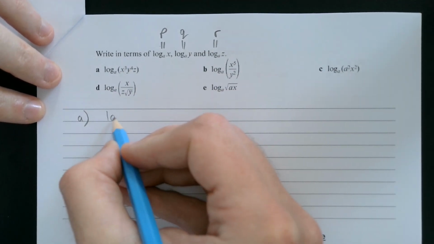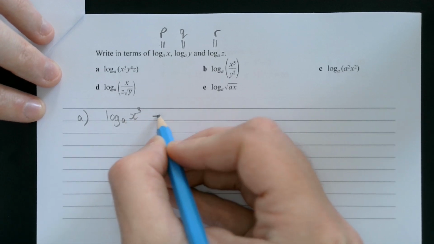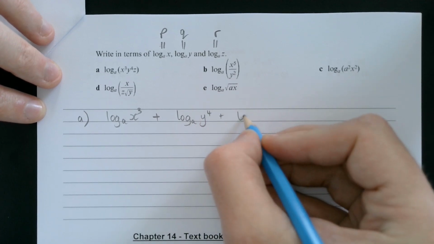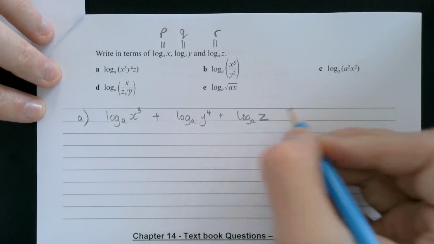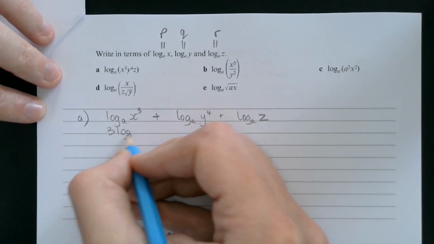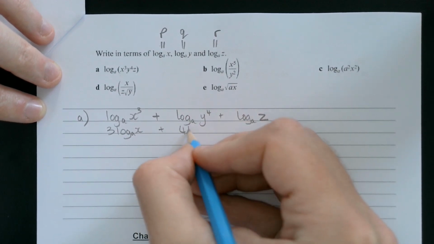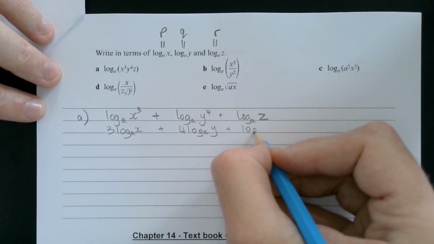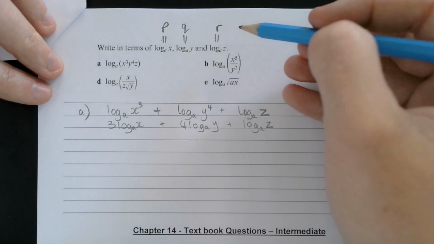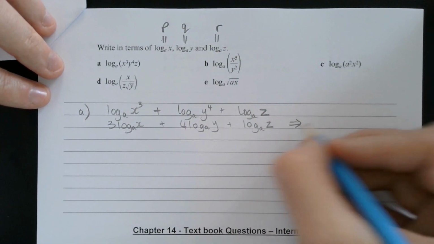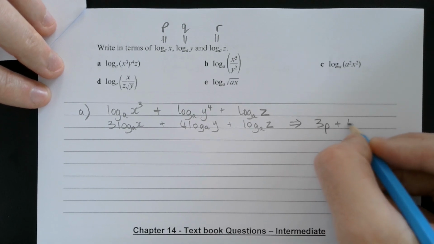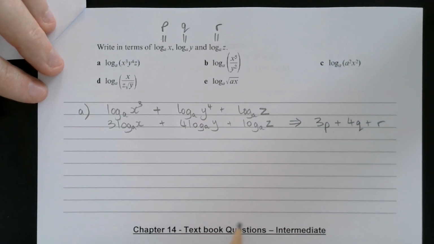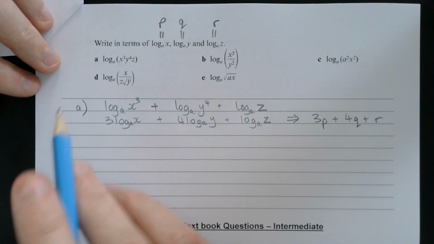This is going to be log base a of x cubed plus log base a of y to the 4 plus log base a of z, which is 3 log base a of x plus 4 log base a of y plus log base a of z. If it was asking you to write it in terms of p, q and r, then you would just make that 3p plus 4q plus r. This is very commonly what they do in exams. They'll call something p and then ask you to write it in terms of p.